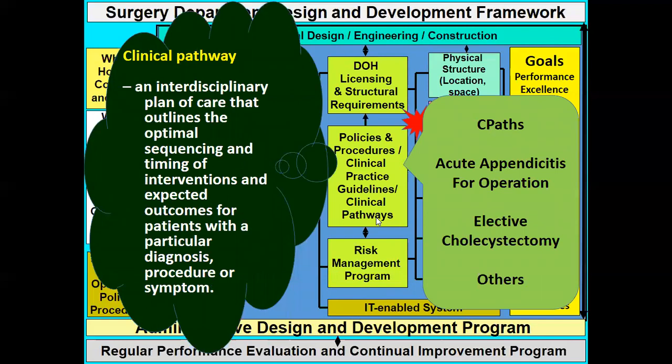A clinical pathway, on the other hand, is an interdisciplinary plan of care that outlines the optimal sequencing and timing of interventions and expected outcomes for patients with a particular diagnosis, procedure, or symptoms. Examples of titles of CPATs or clinical pathways are CPAT on acute appendicitis for operation, elective cholecystectomy, etc.